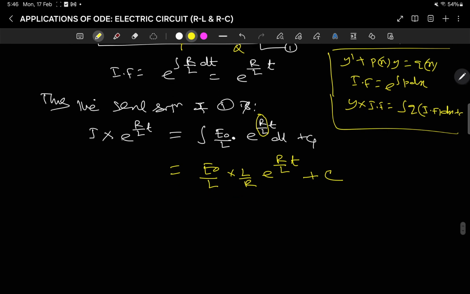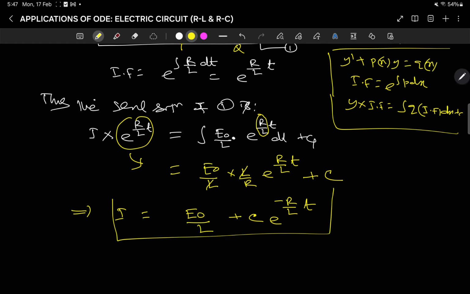Okay. Now bringing this to the right hand side, L here cancels. So that means here i is equal to E0 by R, and this is cancelled, e to the power R by L t, plus C e to the power minus R by L t. So this is the solution here.